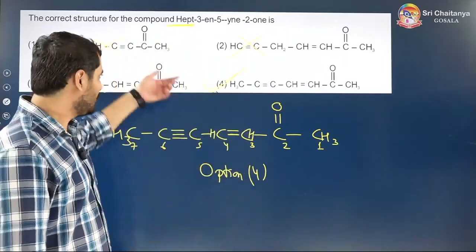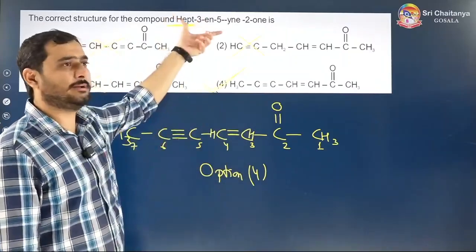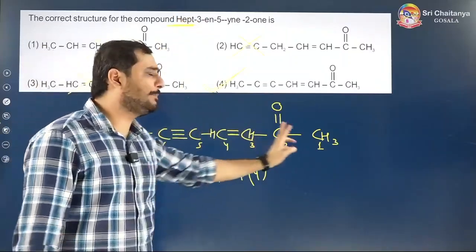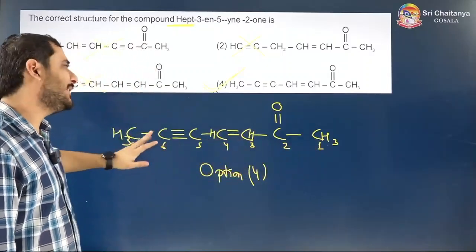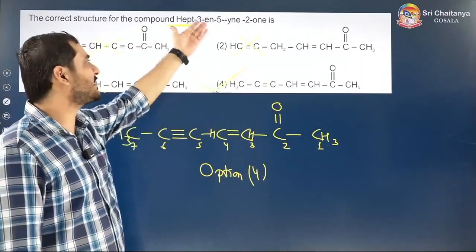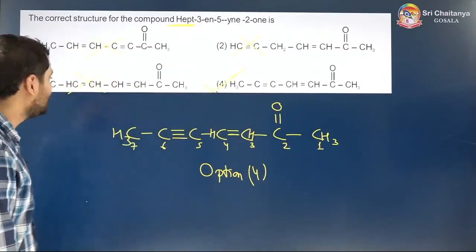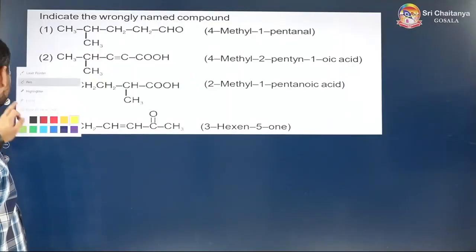So we should know how to draw the structure from the name. Always first write the parent chain and write the numbering, then write all the substituents and functional groups which are given in the name. Clear? Now let us move to the next part.